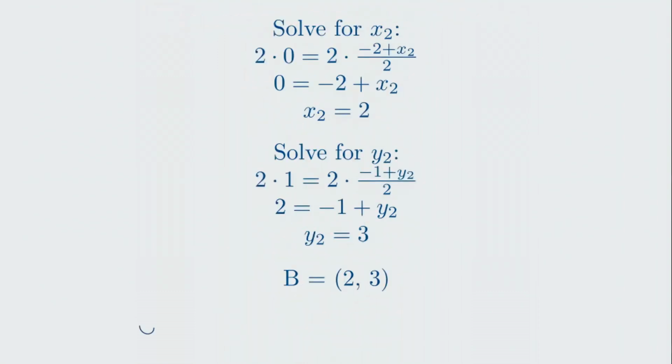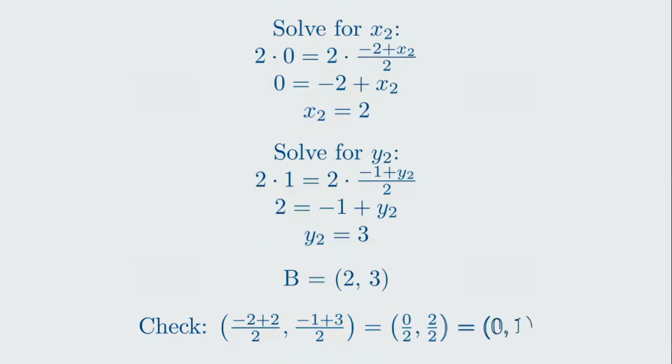This matches option B. To check, we can calculate the midpoint of A, 2, 1, and B, negative 2, 1. That is 2 plus negative 2 over 2, 1 plus 1 over 2, which is 0 over 2, 2 over 2, or 0, 1. This is exactly the given point C, so our answer is correct.